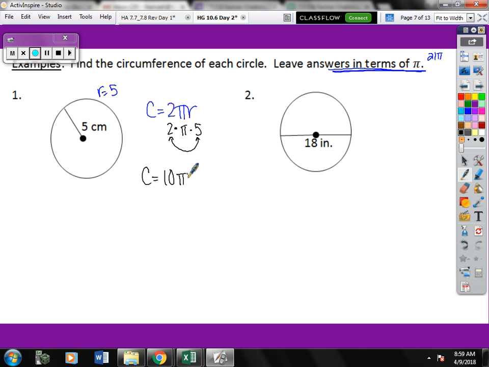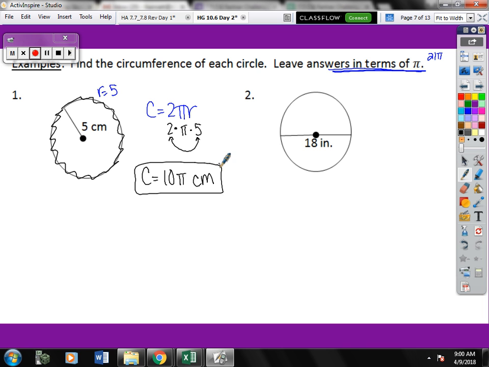Now for circumference, will our units be centimeters or centimeters squared? Distance around the circle. Just centimeters. Circumference is like perimeter, just the distance around, which is a plane unit.